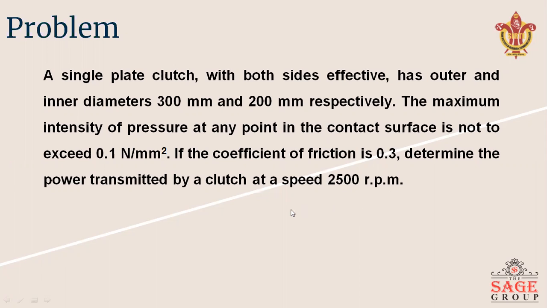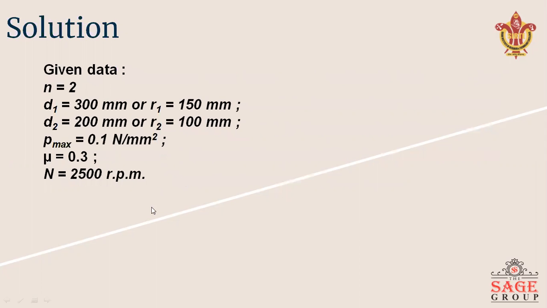So now we will start to solve this numerical problem. First of all, we have to write the given data. So this is the given data. N is equal to 2, because N is the number of pairs of contact surfaces for the single disc clutch. And these are the outer diameter and inner diameter, which are already given in the question.